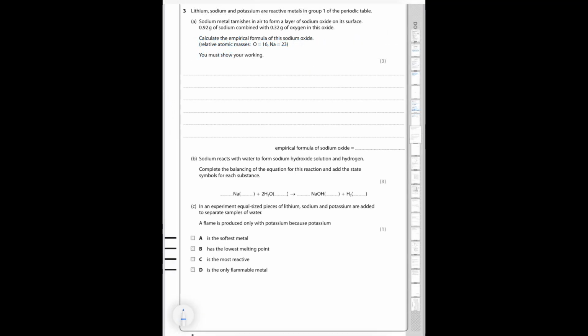Lithium, sodium and potassium are reactive metals of group 1 in the periodic table. Sodium metal tarnishes in air to form a layer of sodium oxide on its surface. 0.92 grams of sodium combine with 0.32 grams of oxygen in this oxide. Calculate the empirical formula of sodium oxide, and we're given the relative atomic masses, and we must show our working out.